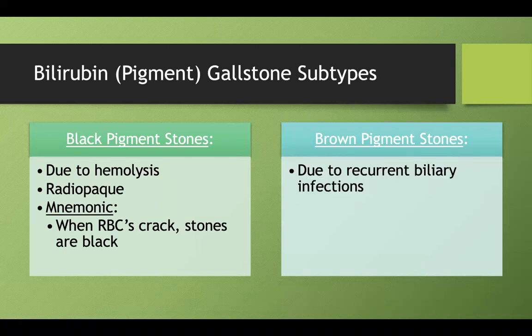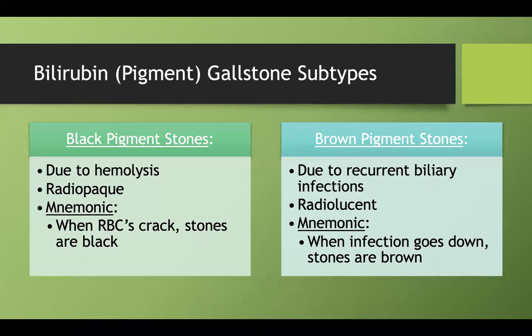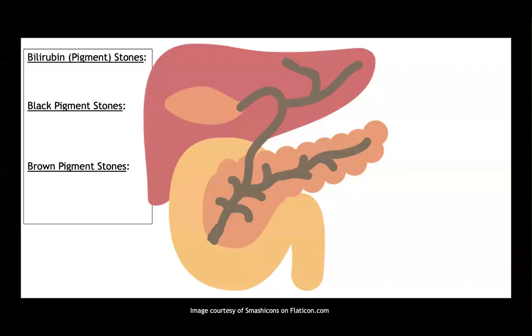Brown pigment stones, on the other hand, are because of recurrent infections in your biliary tree. These are radiolucent, so they're translucent. And again, the mnemonic I remember for this is when the infection goes down, the stones are brown. So let's show this in a picture format so it can reinforce it. Bilirubin stones in general are both caused by unconjugated bilirubin making it into your bile duct.